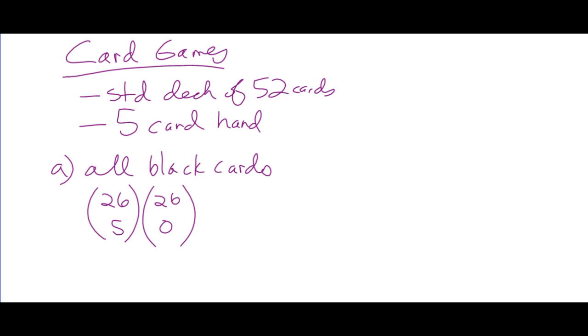I like to because this says, look, I'm covering off all 52 cards. These are the black ones. These are the red ones. I need 5 black and 0 red. Okay. And 26 choose 5, I can do that for you, is 65,780.